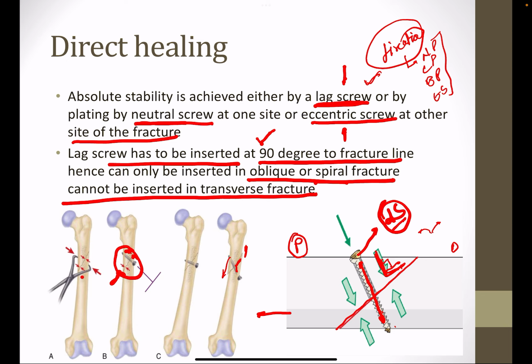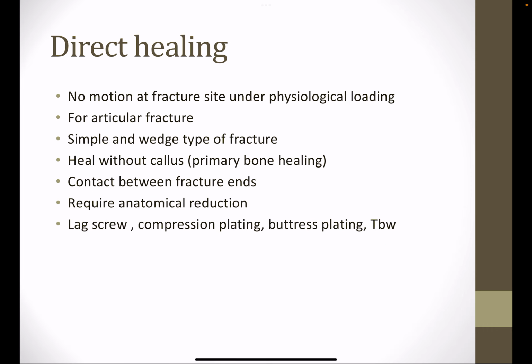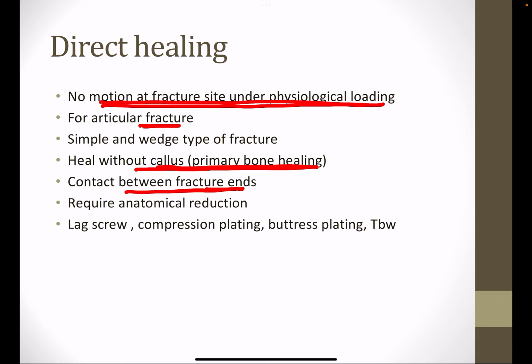What are these? A neutral screw at one side and an eccentric screw at the other side of the plate. We'll discuss with a diagram in this talk only, but the detailed video will come later on. So in direct healing, we know that there should be no motion at the fracture site under physiological loading. For articular fractures it can be done for a simple wedge type of fracture. It heals without callus formation, also known as primary bone healing. Contact between the fracture ends is necessary and anatomical reduction is required, which was not necessary to achieve indirect fracture healing. It can be achieved by leg screw, compression plate, buttress plate, and TBW.